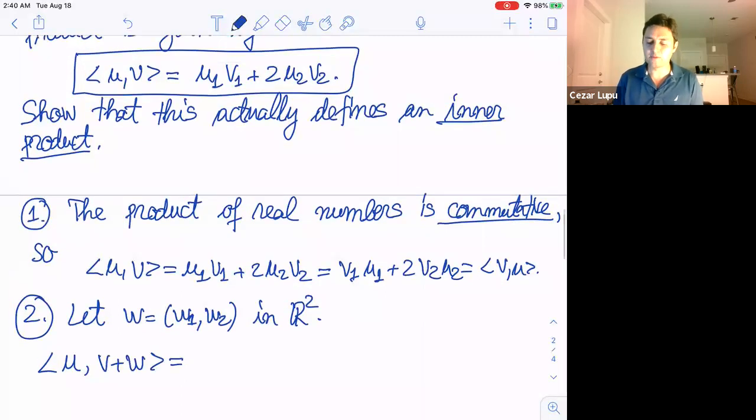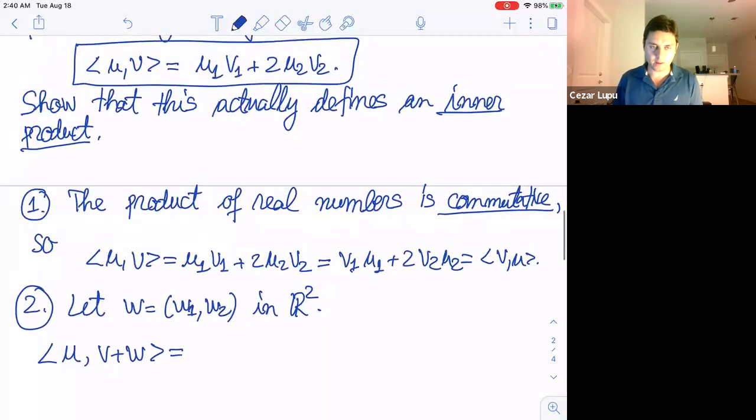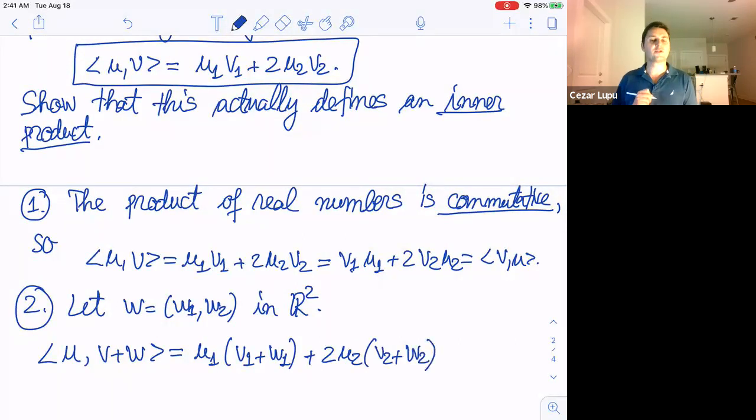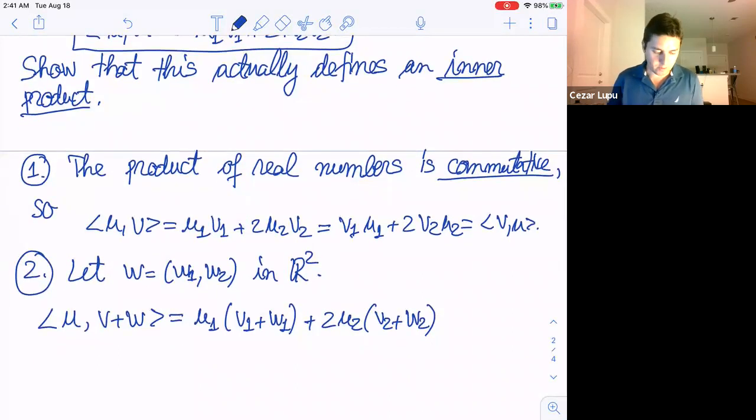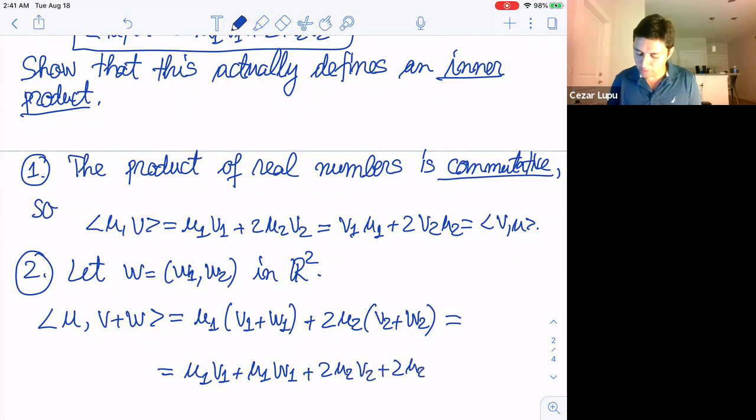Keep in mind, by the way it's defined, the inner product between u and v, as you can see, is u1 v1 plus 2 u2 v2. So let's do it in this case. It will be u1 times v1 plus w1, plus 2 times u2 times v2 plus w2. Right? This is just by applying the definition of the inner product. And now let's do the algebra here. If we do basic algebra, this will be u1 v1 plus u1 w1 plus 2u2 v2 plus 2u2 w2.